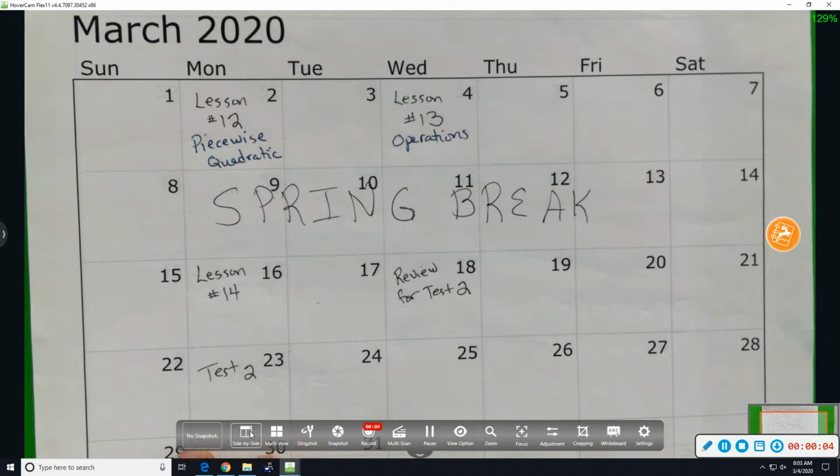Well, here's our calendar. Today we'll do lesson 13, operations on functions. We're discussing functions and then more on functions. We started that a week ago or so.